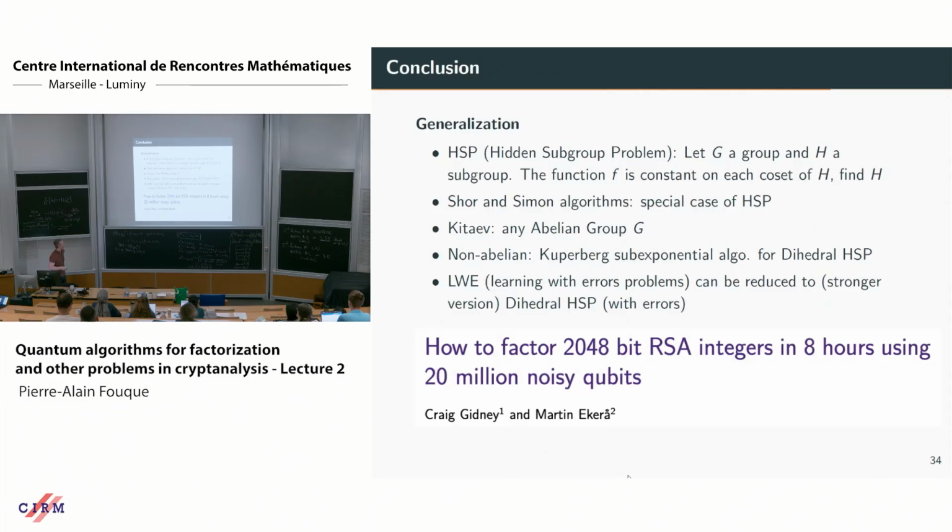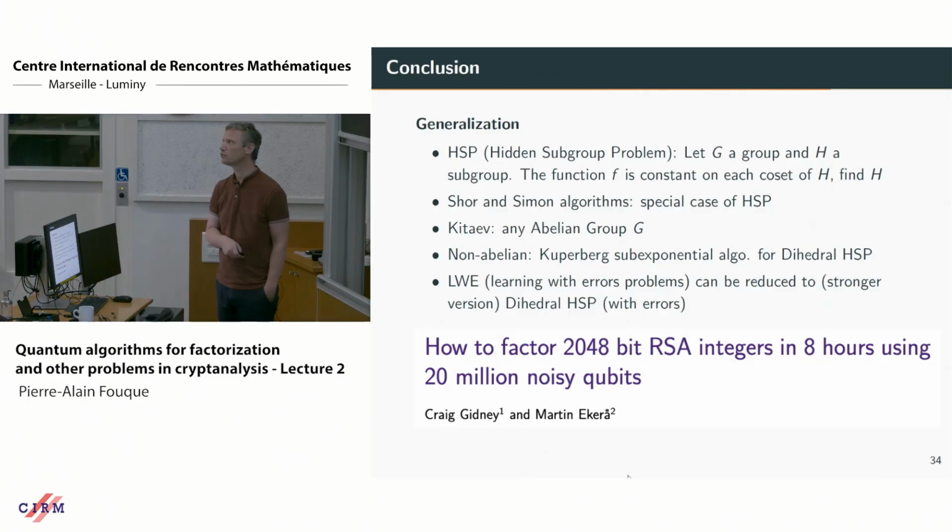And in 2020, the best paper and best evaluation were given by Craig Gidney and Martin Ekerå, and they show that you need 20 million noisy qubits and 8 hours to factor a 2048-bit RSA modulus. Okay, so we think that we are safe up to some point, but maybe it will not be the case. Okay, so this is the best result in 2020.